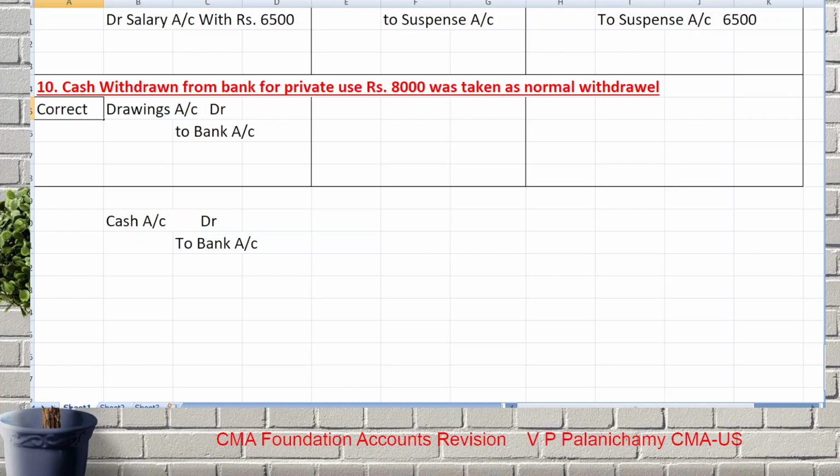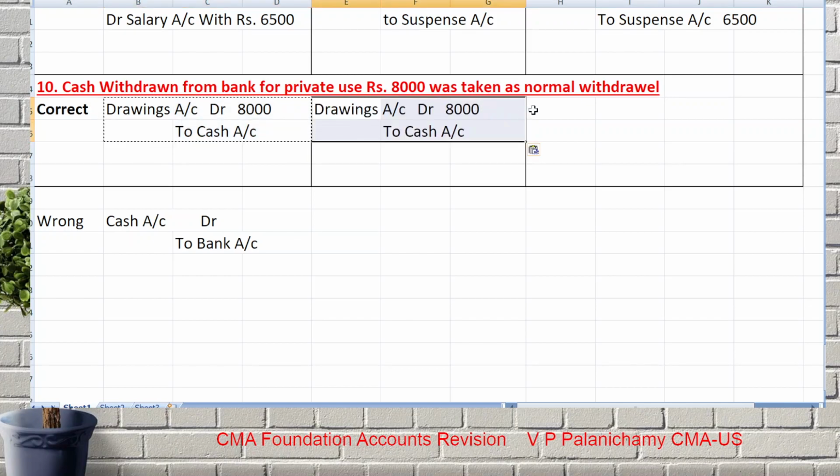Correct debit should have been given only for which one? Drawings. But wrong treatment is given in cash account. Drawings debit பண்றதுக்கு பதிலா cash debit பண்ணிட்டோம். பேங்க்ல மிஸ்டேக் இல்ல. எப்படி ரெக்டிஃபை பண்றது? Drawings account debtor to cash account. எவ்வளவு amount? 8,000. So same entry will come after trial balance or after what?